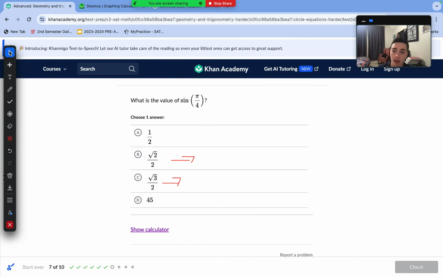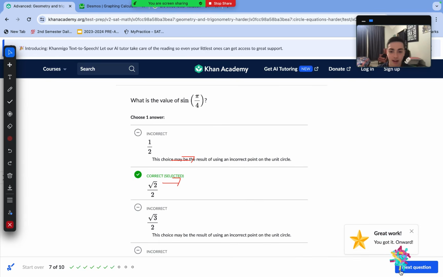But I know that the sine of pi over 4 is going to be equal to the sine of 45 degrees, and the sine of 45 degrees is answer choice B. For those that have just learned algebra and geometry, just put this into the calculator, and it will give you the answer.